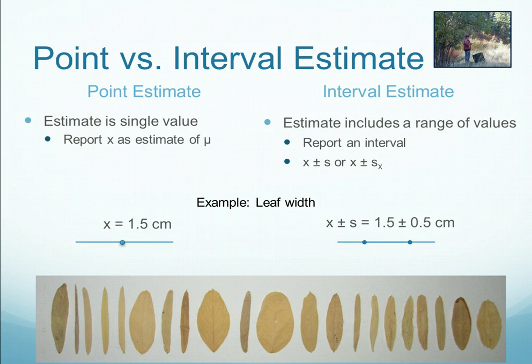If we do an interval estimate, we would report that the mean plus or minus the standard deviation is 1.5 plus or minus 0.5 centimeters. And so we're providing information not only about the central tendency, or the point, what's in the middle, but also the range of variability of our sample.